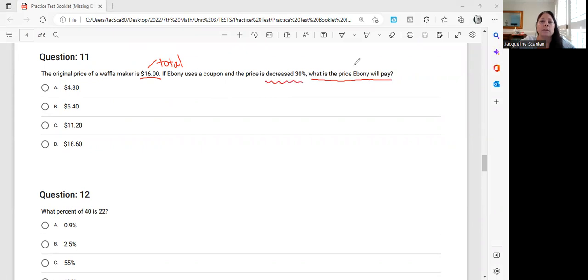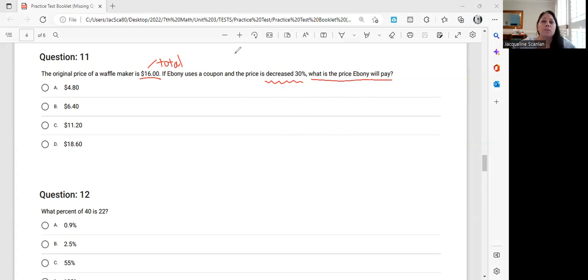All right, this is different than the question that we just answered a couple of questions ago about the gaming system and the headset, because in that question, it asked you how much would you save. This question is asking you the opposite. It's asking you how much you're going to pay. So there are a couple of different ways to look at this.